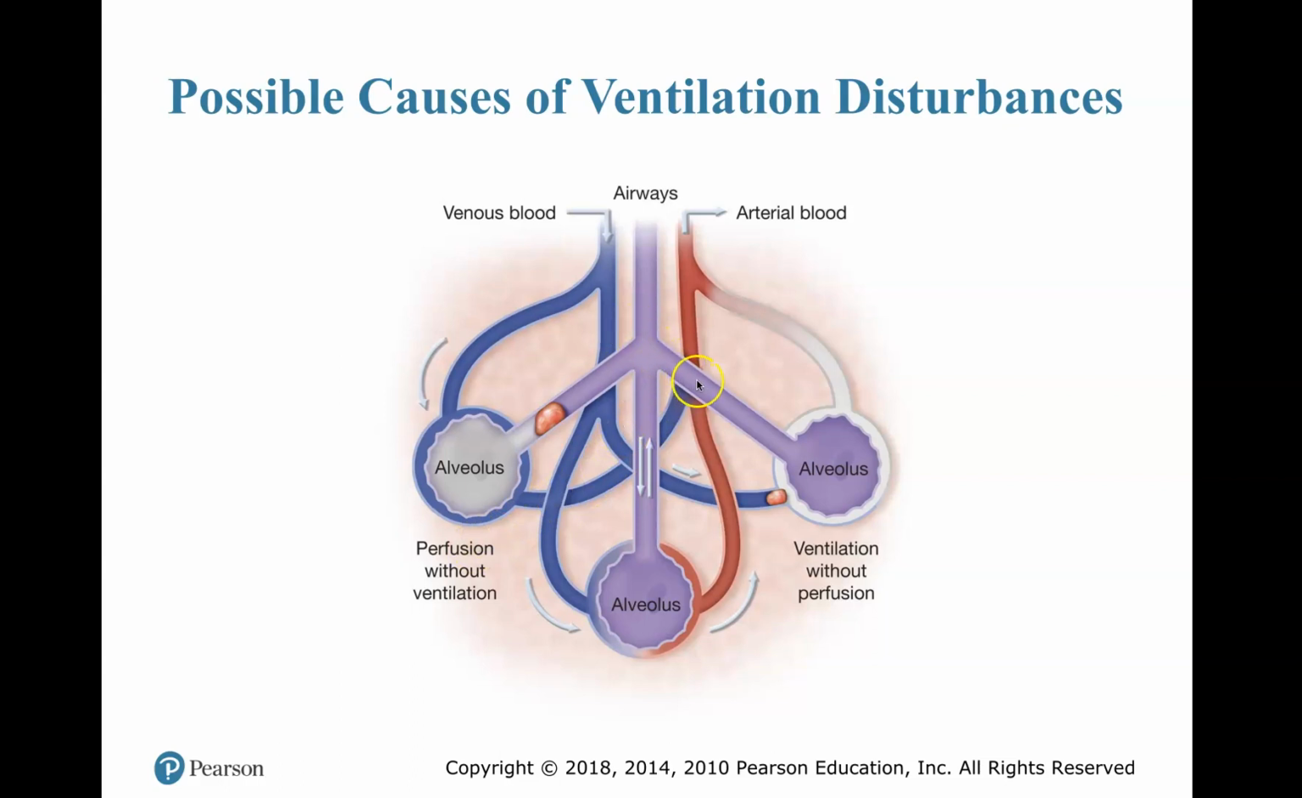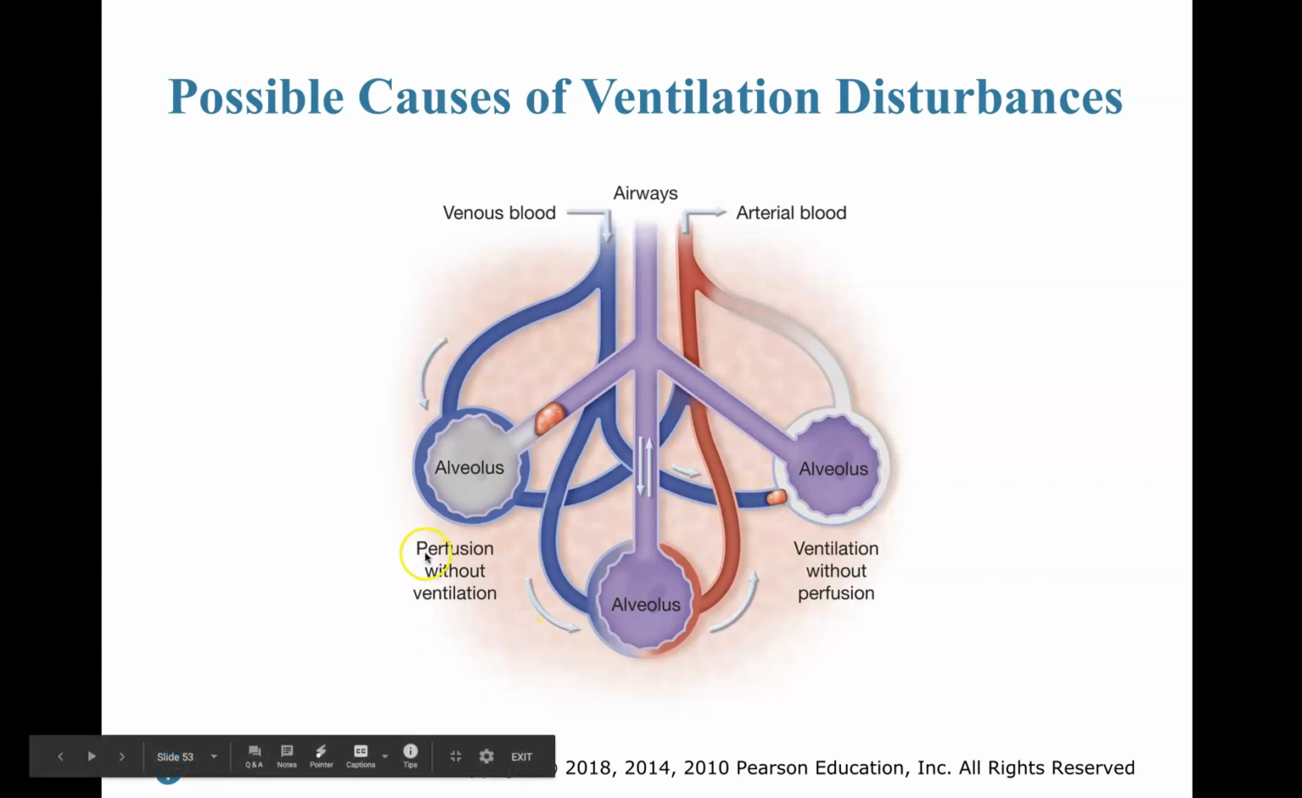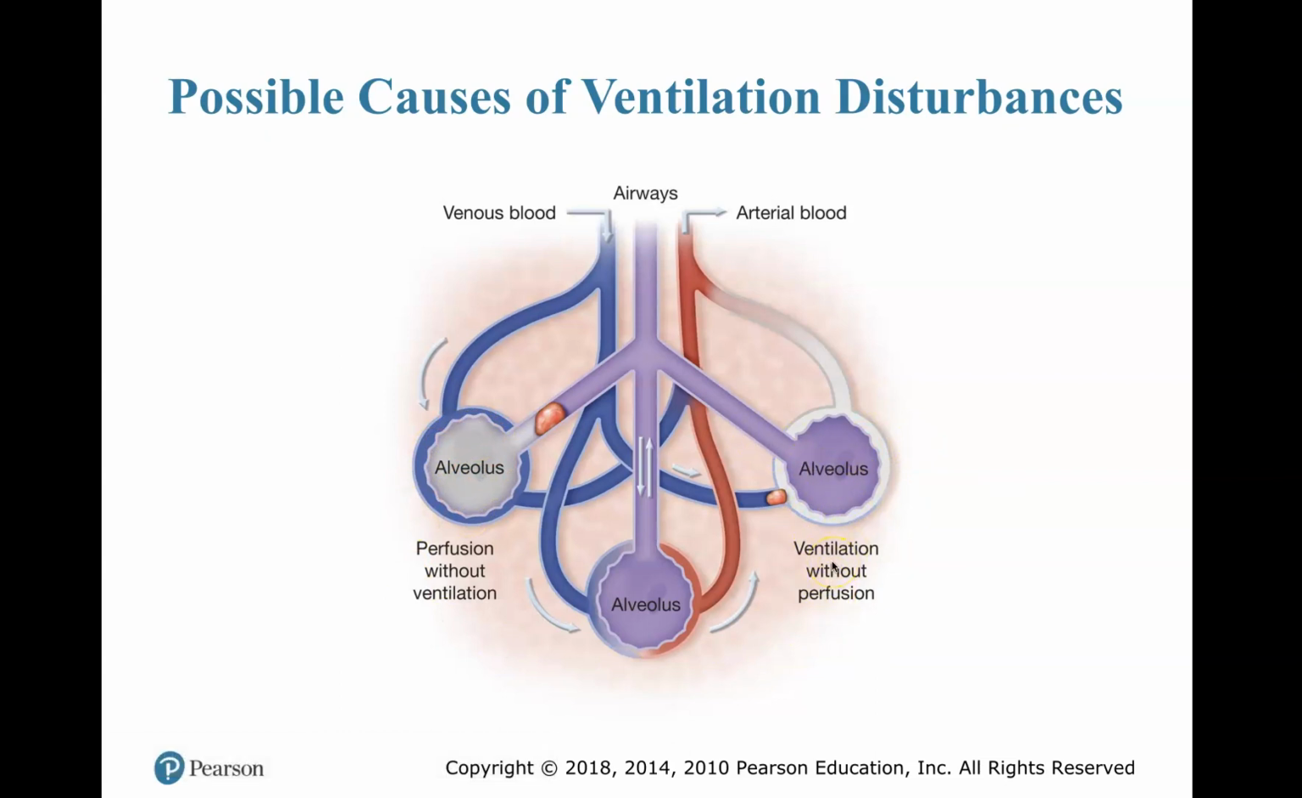Or if we do not have a blockage and air gets to the alveolus, but we have a blockage in the vein, then we can't have oxygenated blood return to the heart. So perfusion without ventilation, so no air, but perfusion. And then ventilation without perfusion, so we have air coming in, but no perfusion, because it's blocking the oxygen-gas exchange.